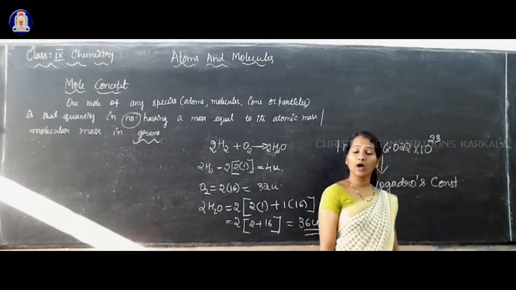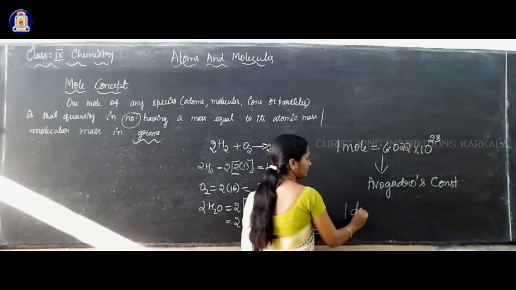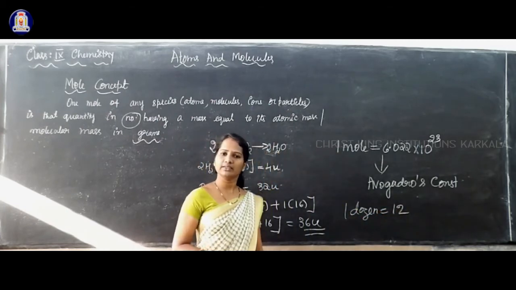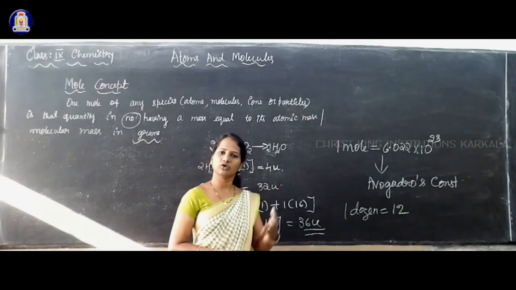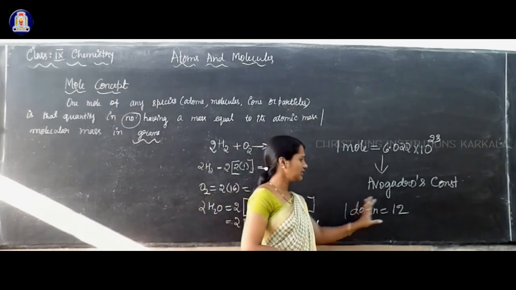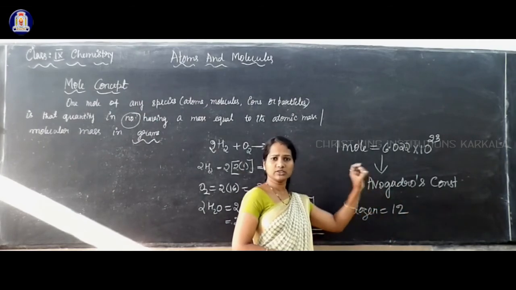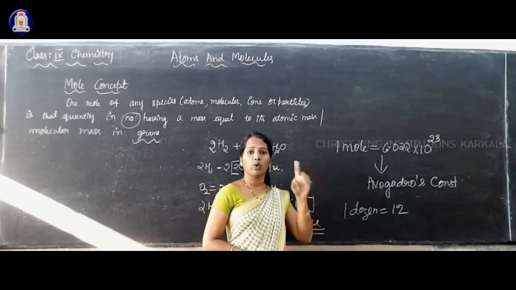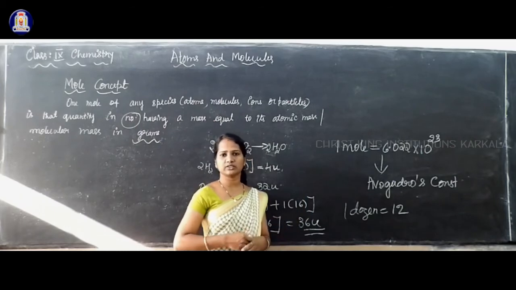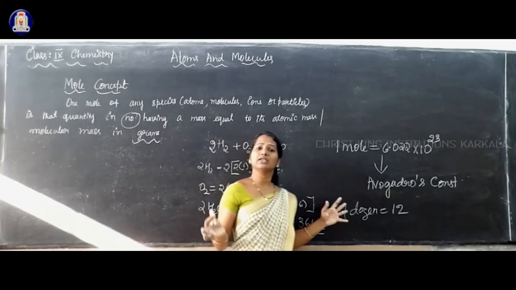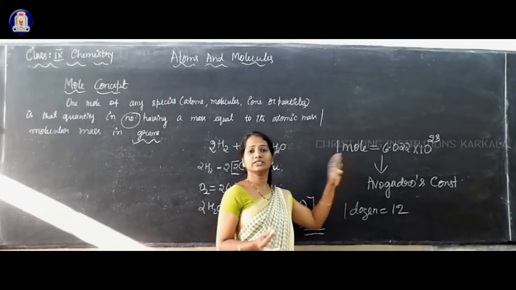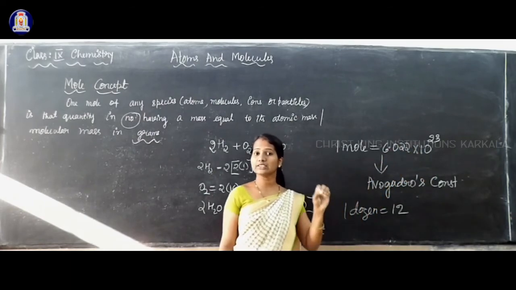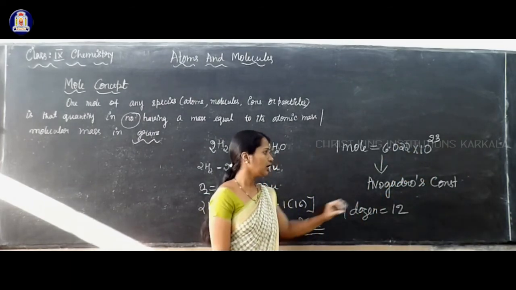How do we define 1 dozen? 1 dozen is equal to 12. 12 may be anything. It may be 12 pencils or 12 erasers or 12 sharpeners or 12 bangles. Anything. It is 12. That is the number. 1 dozen means 12. In the same way, 1 mole. How many particles are present in 1 mole? Because atoms or molecules are in very large numbers, we define 1 mole. So what is that number? 6.022 into 10 to the power 23. This is a constant, and we call it Avogadro's number.